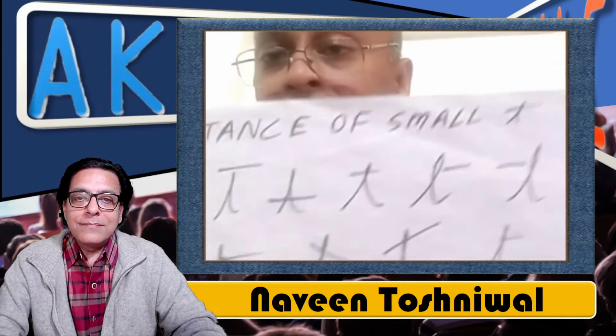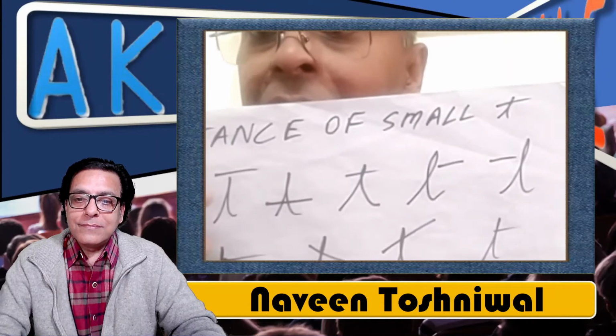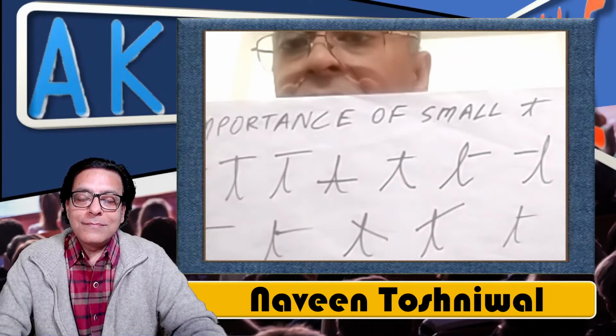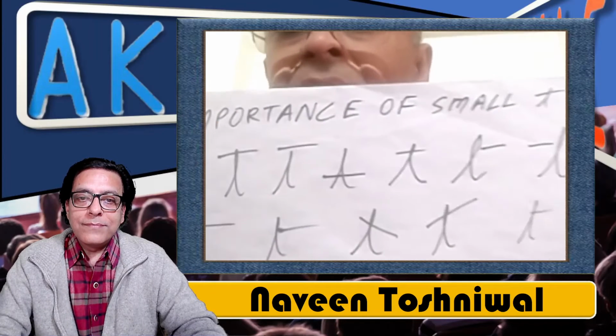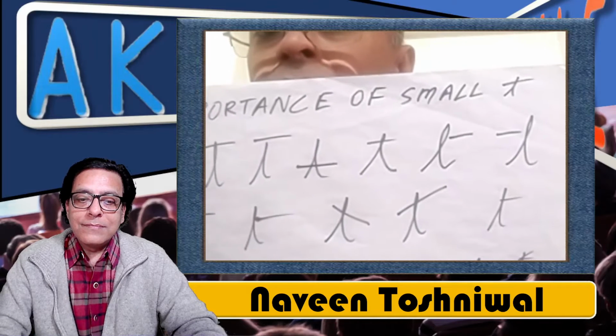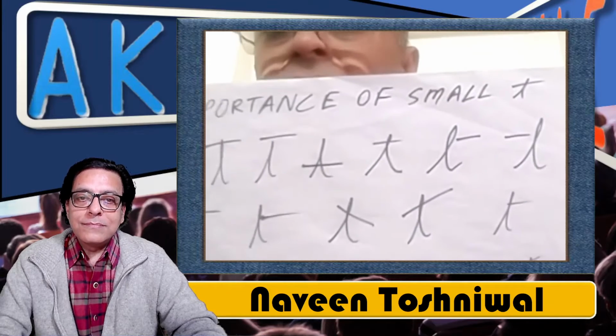Now, another thing is you have a short T stem and a long T stem. A short T stem indicates people who are independent. They are not bothered. People, they know exactly what they are doing. They are not dependent on others.